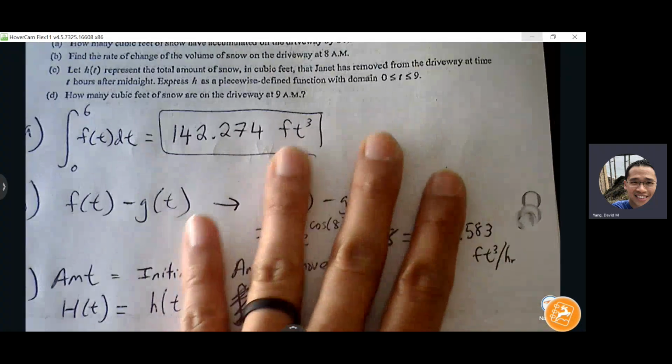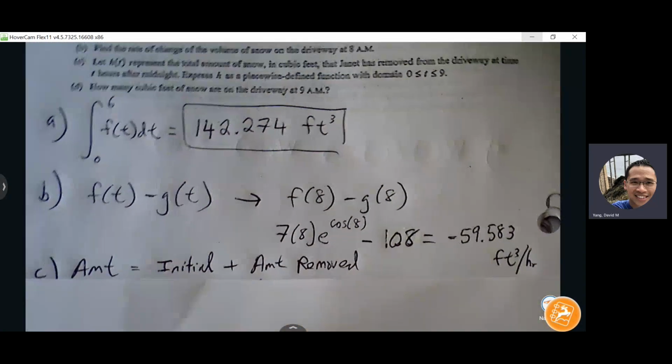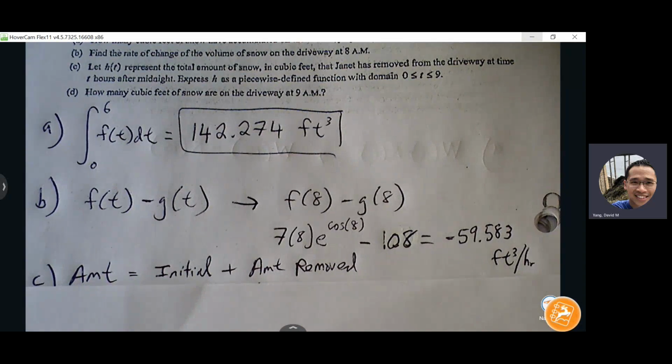Okay, part C. Part C is a little bit more difficult, so I just want to give you a heads up that it's a little messier. So part C says, let H of T represent the total amount of snow that Janet has removed from the driveway. So here, we don't care about how much is on the ground. We don't care about the rate at which snow is falling. We just want to track Janet's progress. Okay. So for her, the amount that she's able to accomplish is whatever she's able to do up to that point, plus however much has been removed, because there's a piecewise function here.